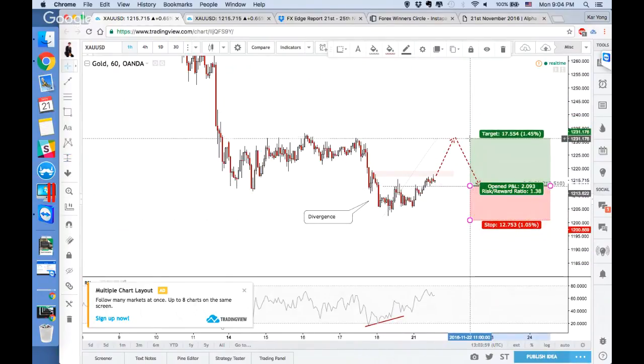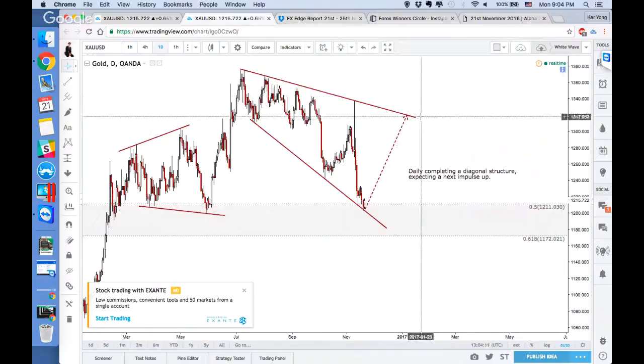Your first target is over here, a very healthy one, 1:1.4. That's your TP1. For your TP2, you can use the 127 extension. And then, of course, for the third one, you can go for that home run all the way up to 1311 or 1315, around that area.